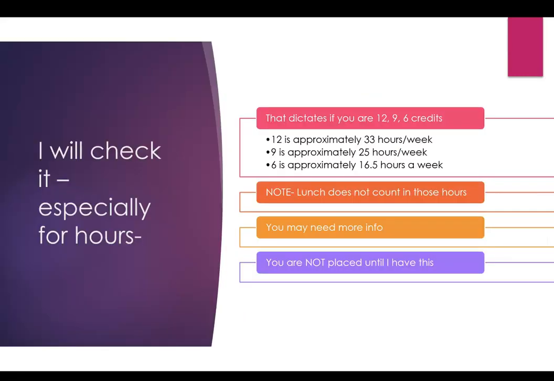When you submit it, I will be checking it. I will be checking it to see, do you have enough work hours in here? So I'll be looking at the hours they say you're working, and I'm going to make sure that the hours they say you're working will come to the correct number of hours at the end of the semester. Lunch does not count in those hours. So if you work 9 to 5, that's 8 hours. Only 7.5 of those count.